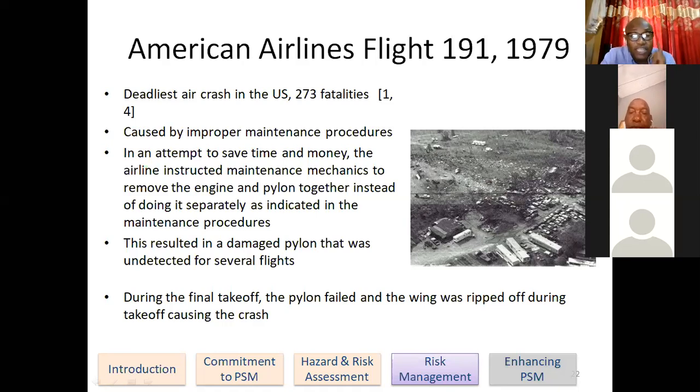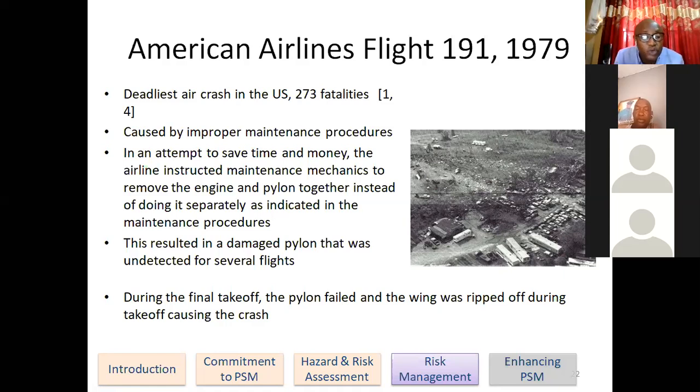In an attempt to save time and money, the airline instructed maintenance mechanics to remove the engine and the pylon together instead of doing it separately. The procedure is that you must remove the engine and the pylon at different times. Don't remove them together. But because they wanted to save time, they removed the two at the same time.